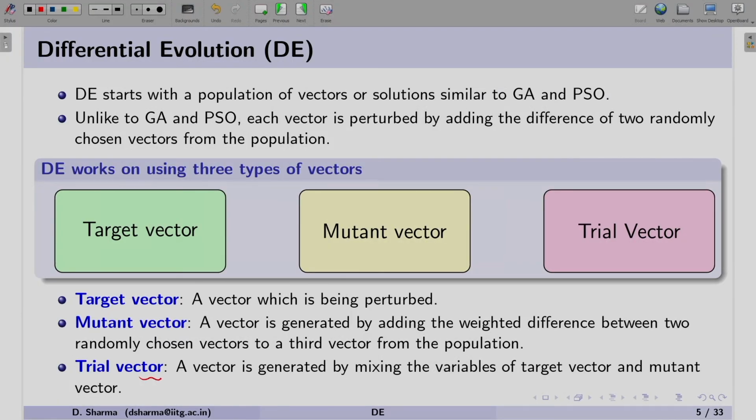By using vector operations, we are going to generate the mutant vector. And the last is the trial vector. As we can see, the trial vector is generated by mixing the variables of the target vector and the mutant vector. So, this vector is generated when we are comparing the fitness and we will be exchanging the variables between the target and the mutant vector. In this case the probability will come into the picture by which we will be exchanging the variables between these two vectors.